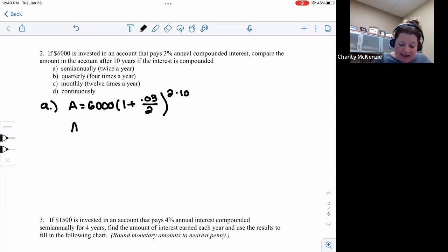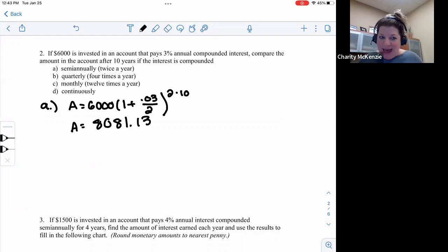Okay, I'm going to calculate this out. So 6,000 times 1 plus 0.03 divided by 2 into my parentheses, and I did a parenthesis for my exponent as well, and I got $8,081.13. Ooh, so in 10 years, I've gained a couple grand. That's not bad. And that one's only twice a year do they give us our interest to start gaining the interest.